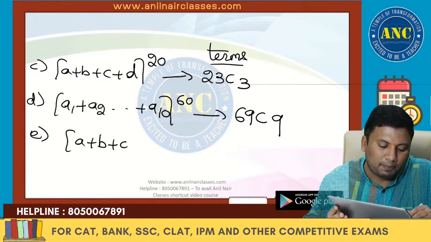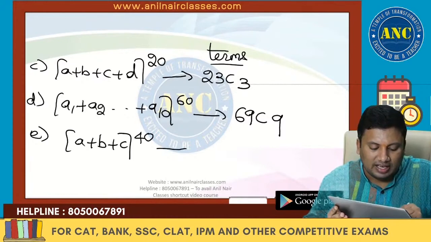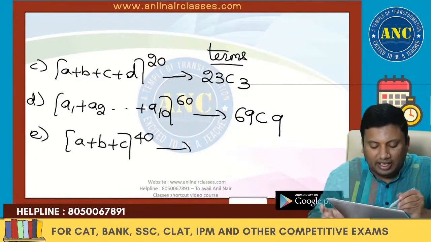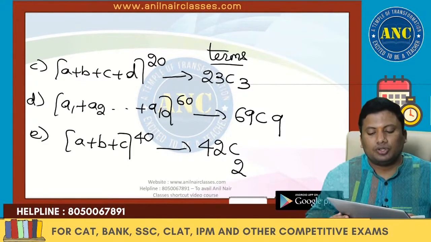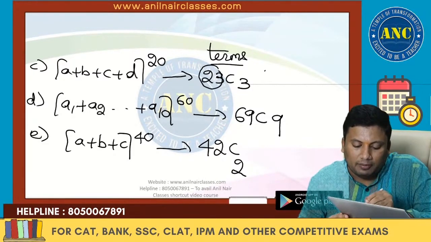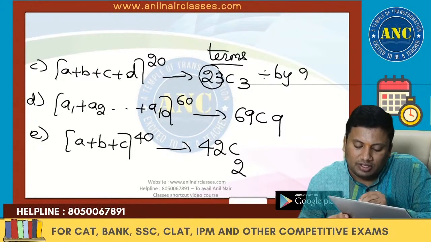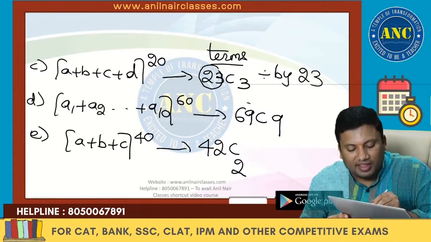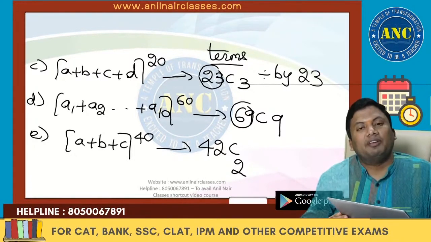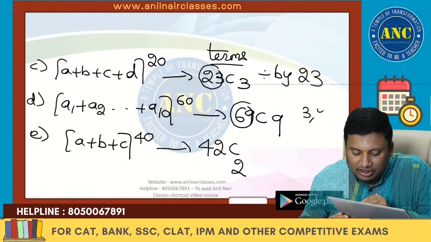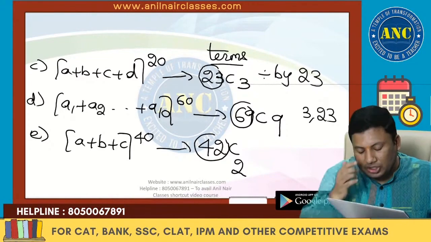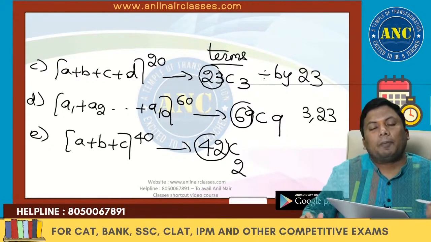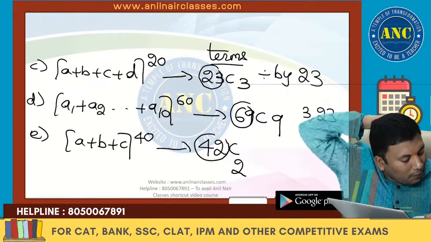(a plus b plus c), power 40. 40 plus 3, 43. What is the answer? 42C2. 23 is a prime number, so the answer should be divisible by 23. 69: the prime factors are 3 and 23. 42: it is 3 and 7 and 2. So it is divisible by prime factors 3 and 7. I hope it is clear.